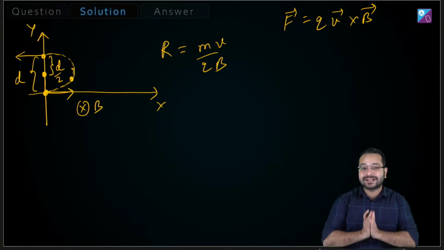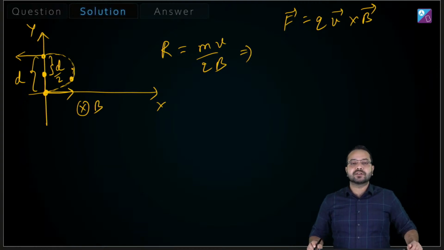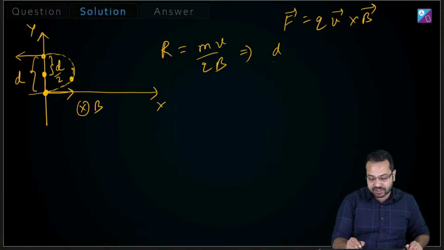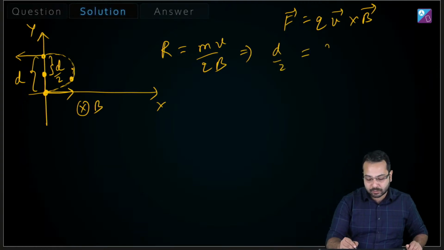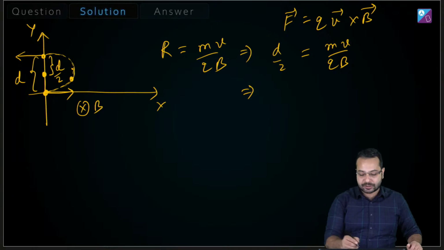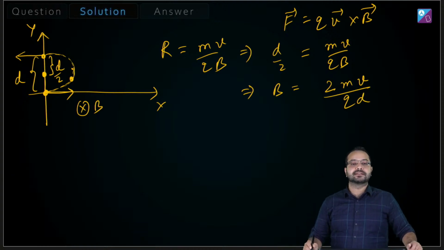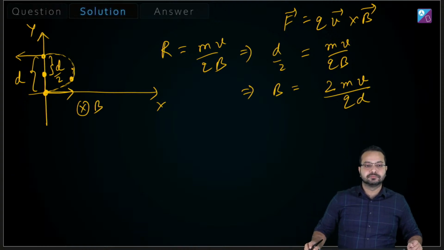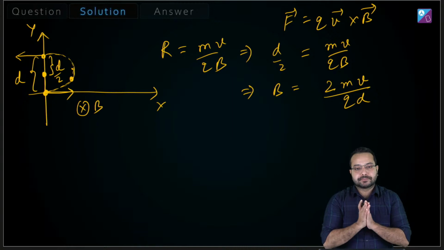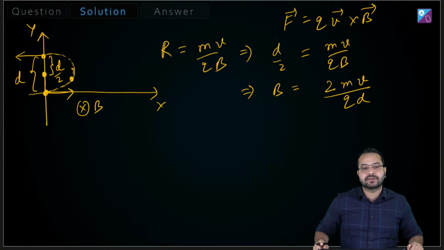If you don't know this, make a note of it, go back and revise. So what is the radius over here? The radius is d by 2 and that is going to be equal to mv divided by qB. It means that it is going to give me the value of B. The value of B is going to become 2mv divided by qd. Is that correct? Absolutely. Okay, perfect. So we have calculated the magnetic field.